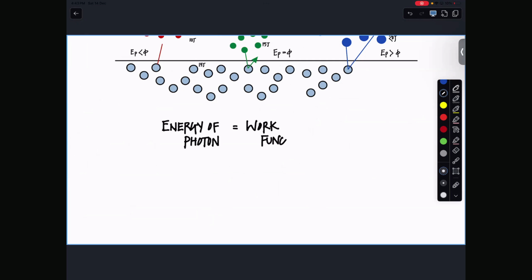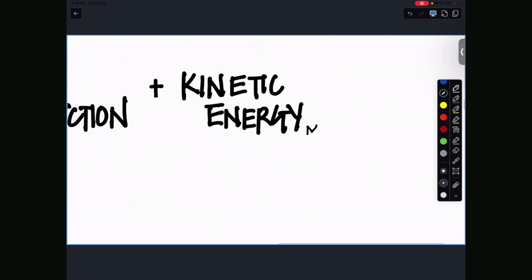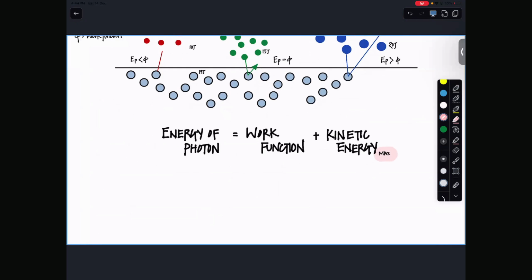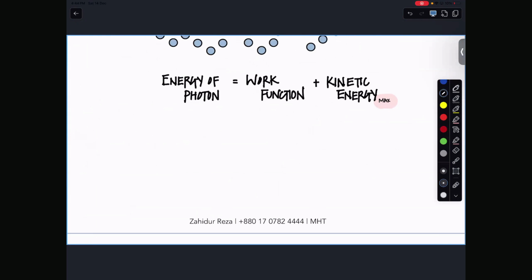But what if there's excess? What happens then? Right, the excess becomes kinetic energy here. And that is the equation of the chapter. I'll add one small thing here, might ruin it for you: max. I'll explain it a bit later, but that's the formula. Now we're going to convert this into a formula, right? Because you need to know this formula.